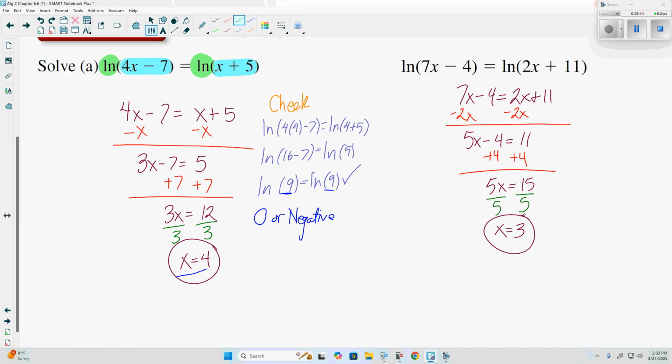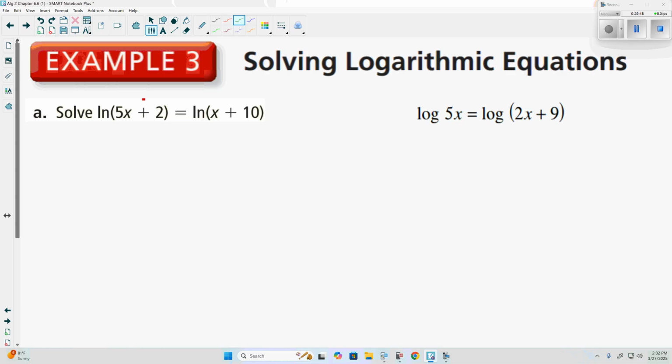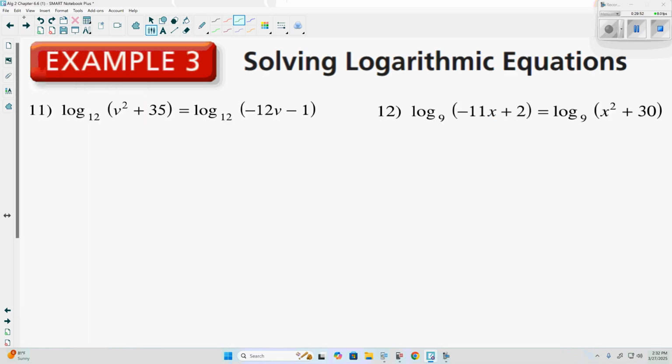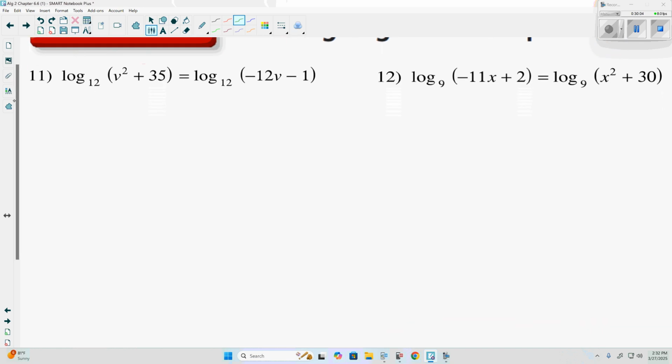Questions on this here? Do we feel comfortable with these here? 11 or 12? Which one do y'all want to look at? Yeah, that's what you choose. We can do both.